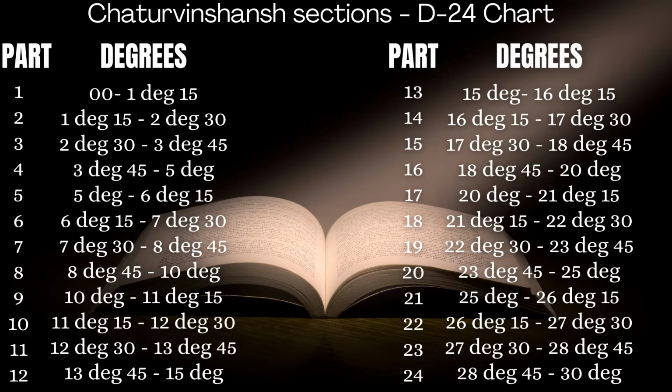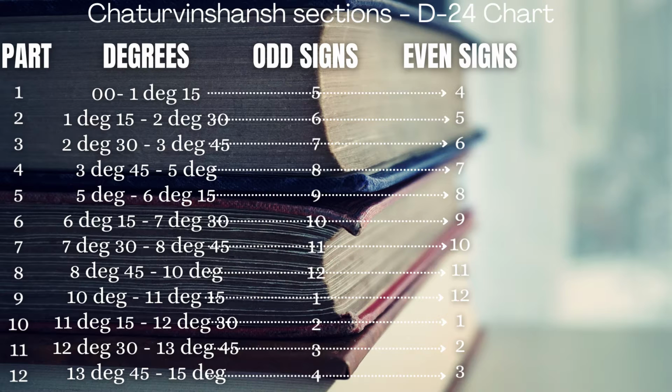So let's say, for example, your ascendant is placed in an odd sign and it is placed between 11 degrees 15 minutes and 12 degrees 30 minutes, which is the 10th part, as you can see in the slide on your screen. That means the rising sign which you are going to find in the D24 chart is going to be Taurus.